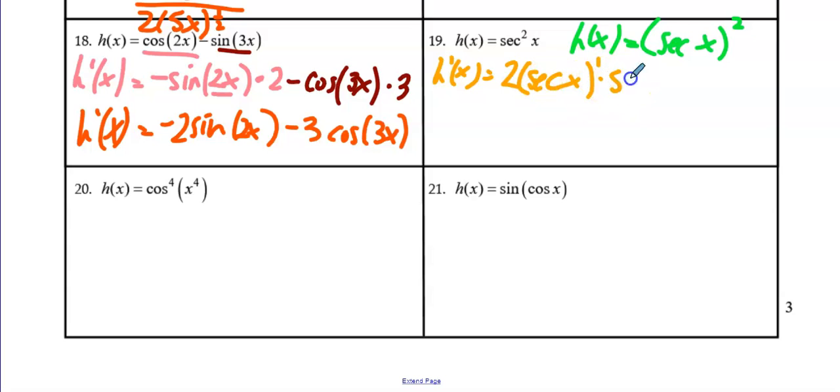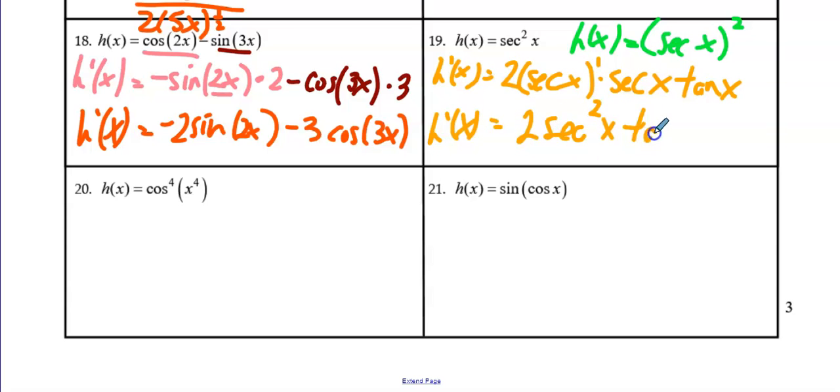Well, the derivative of secant x is secant x tangent x, don't forget the x. And so this one right here, when you simplify it, is going to be equal to 2 secant squared x tangent x. This is a very common one that I see happen a lot in the exam, right? It's pretty nice, pretty straightforward. But again, chain rule, chain rule, chain rule.